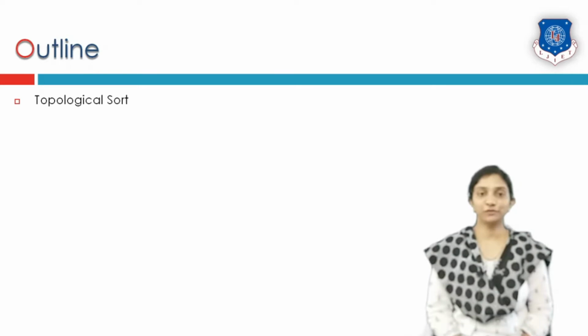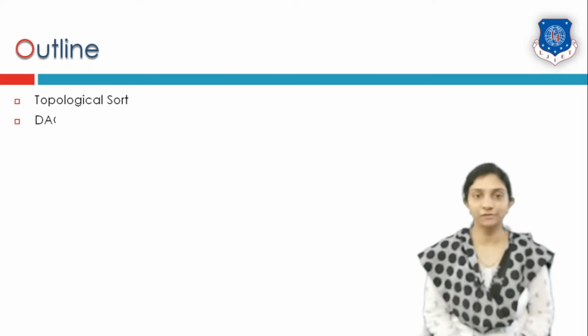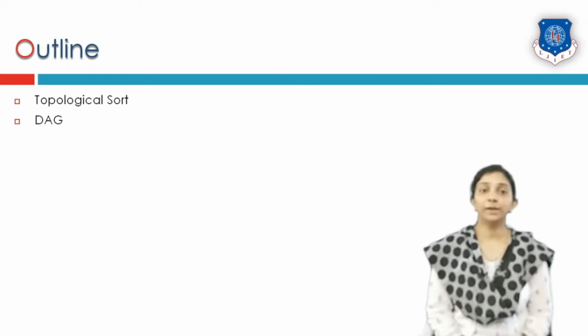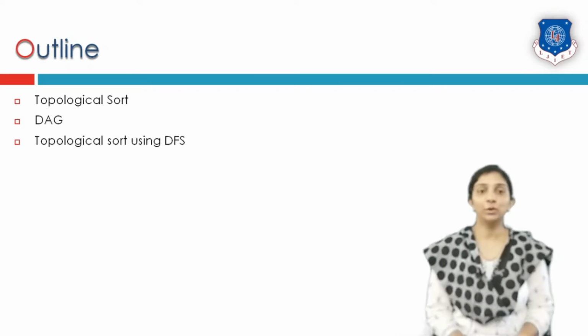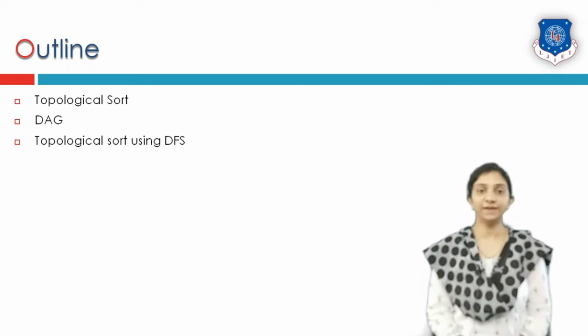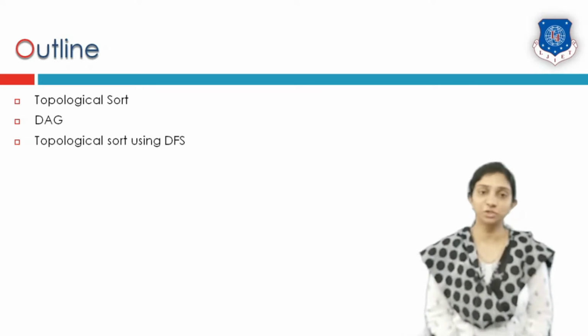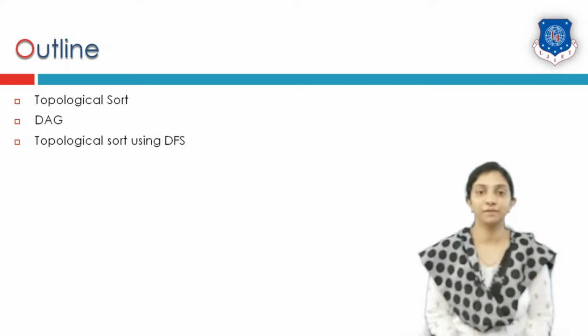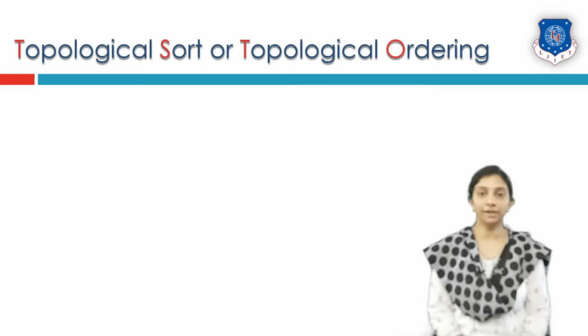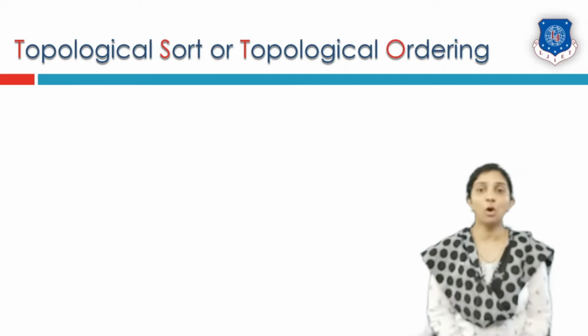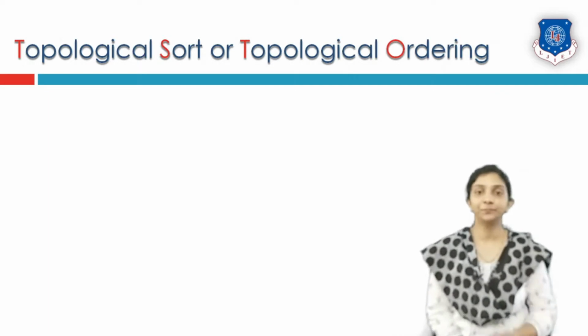Today we are going to study what is topological sorting and what is a directed acyclic graph, followed by topological sort using depth first search traversal of a graph. So let us start with topological sorting or topological ordering of a graph.